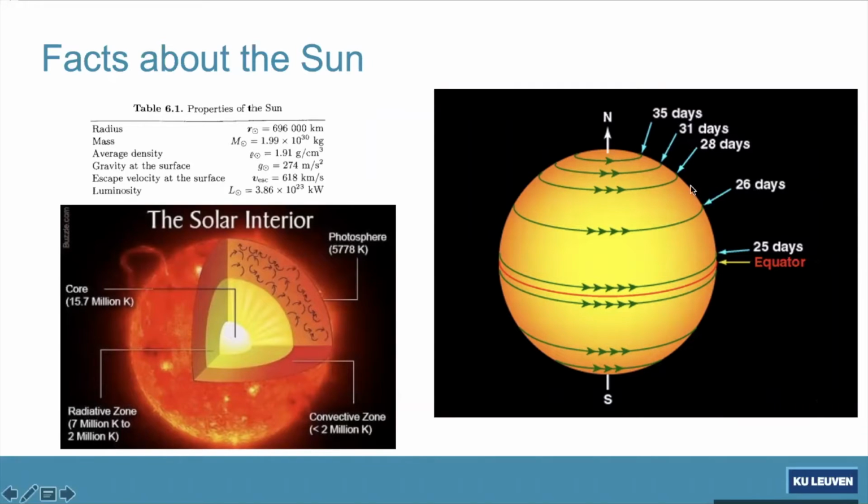But the other thing that we need to know about the sun, which is really the main driver of space weather, is the fact that the sun does not rotate uniformly. So it's not like the Earth that rotates as a solid body. The equator rotates faster than the poles. As you can see here, at the equator the time it takes for one single rotation of the surface of the sun is 25 days. But as you move up into the latitude, it becomes 26, 28, 31, and then the pole is rotating in only 35 days.